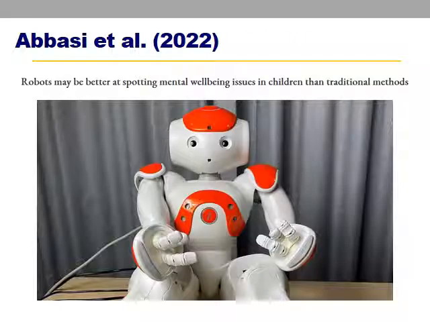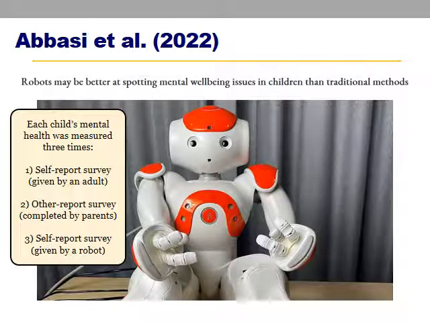Here's a new study that looks at how different methods of administering psychological tests might produce different results, and in some cases, more informative results. The news headline here read, "Robots may be better at spotting mental well-being issues in children than traditional methods." In this study, the researchers wanted to measure children's mental health.